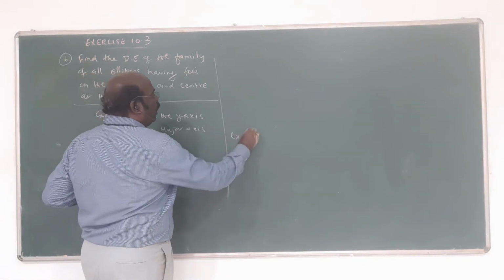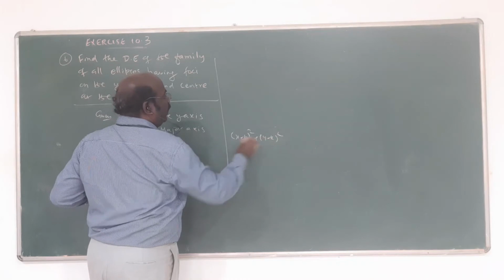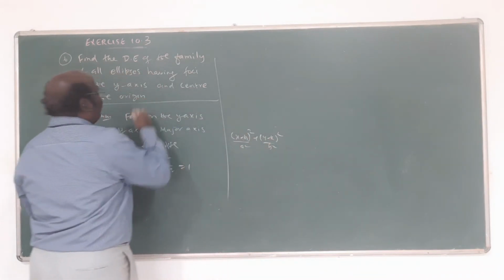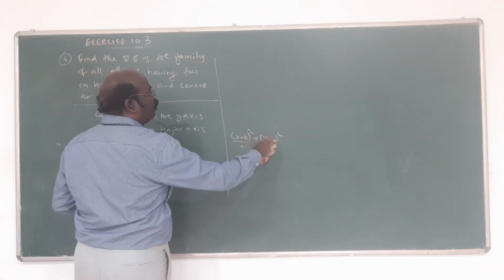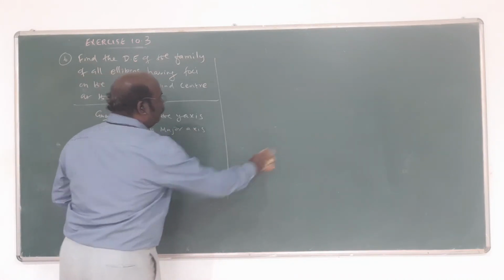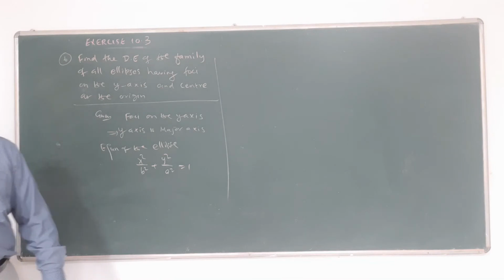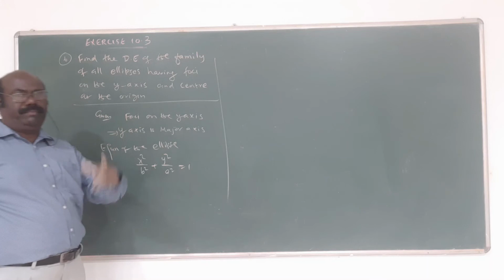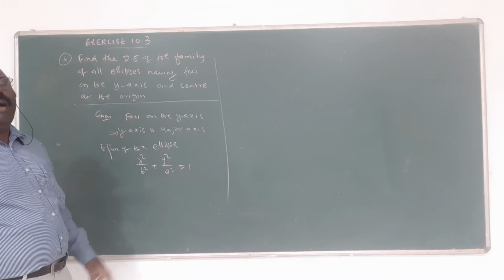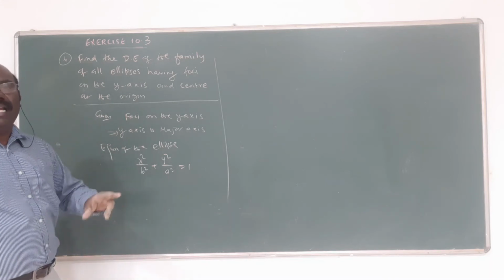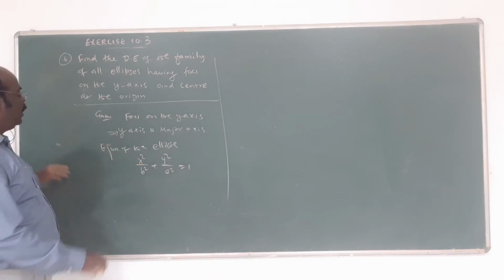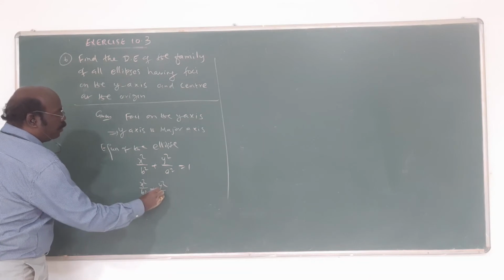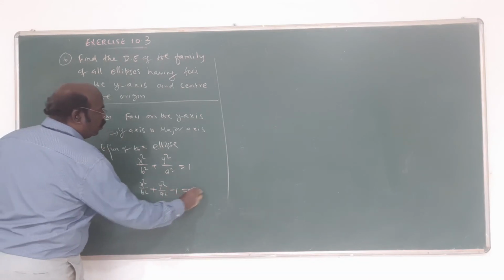Usually the form is (x minus h) whole square by a square plus (y minus k) whole square by b square equals 1, where h comma k is the center. Here the center is the origin, 0 comma 0, given. Now in this equation, other than x and y, two values a and b are involved. After differentiating two times and eliminating a square and b square, we get the answer. Now this can be x square by b square plus y square by a square minus 1 equal to 0. This is the first equation.